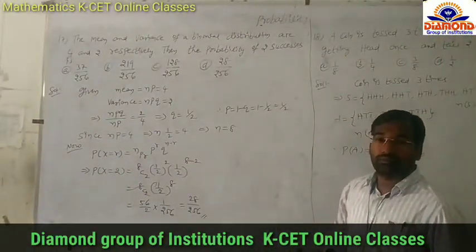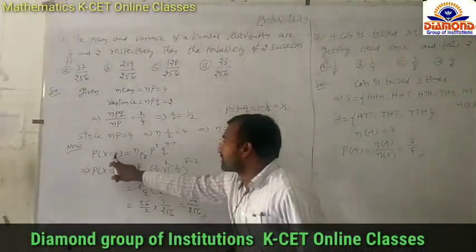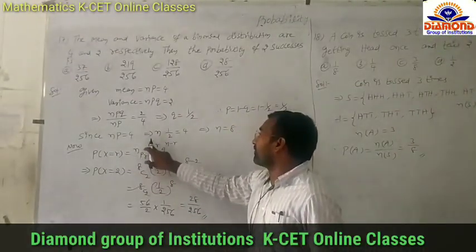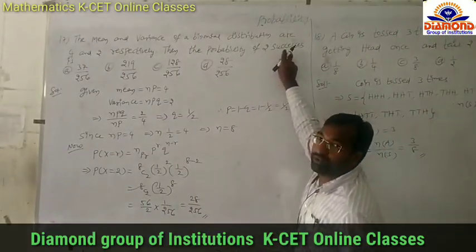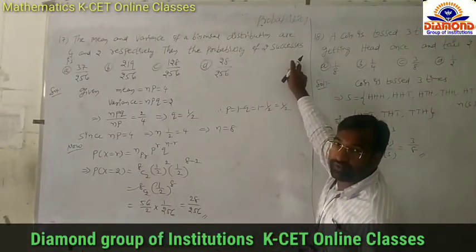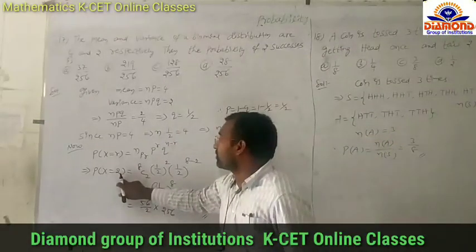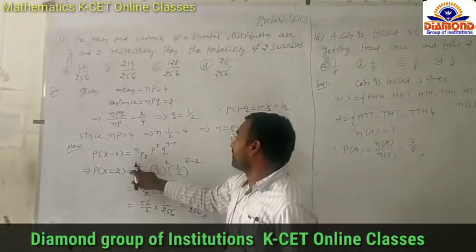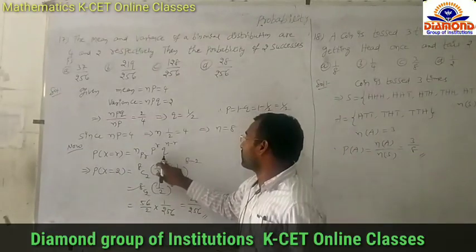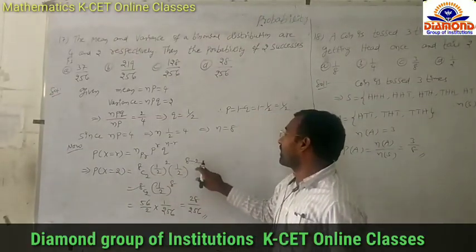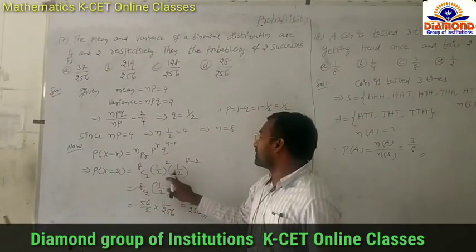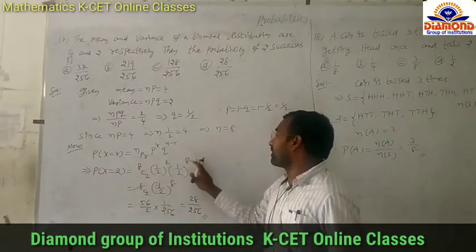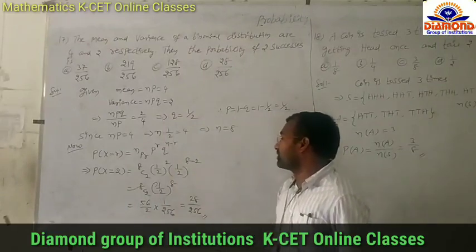Now what is the binomial distribution? P of X equal to R equals nCr, P power R, Q power N minus R. Here we are finding the probability of 2 successes, P of X equal to 2. So R value is 2. Substitute here: 8C2 into 1 by 2 power 2, into 1 by 2 power 8 minus 2. The bases are the same, so add the powers; 2 and 6 give 1 by 2 power 8.